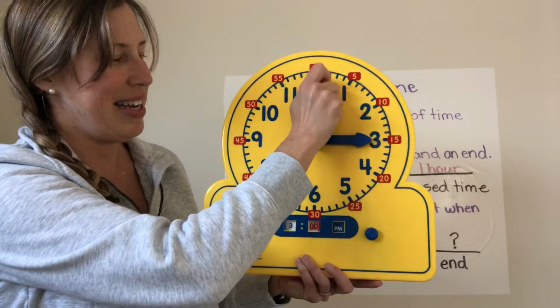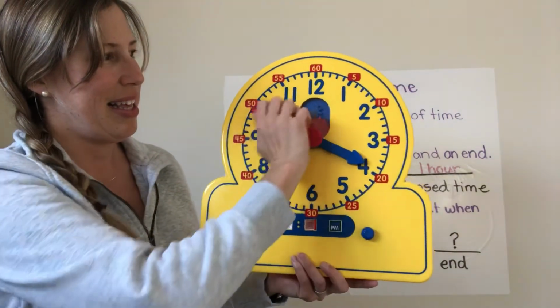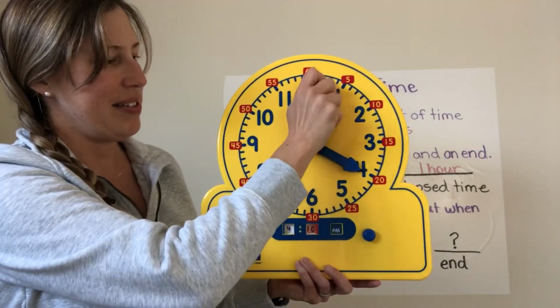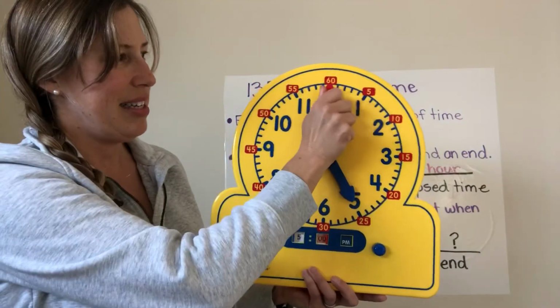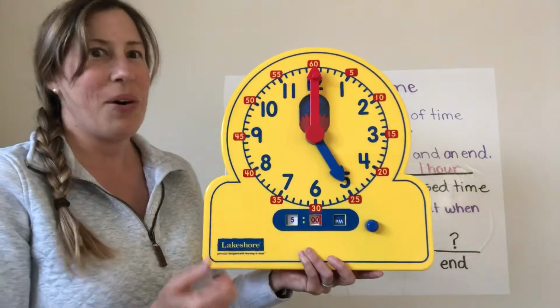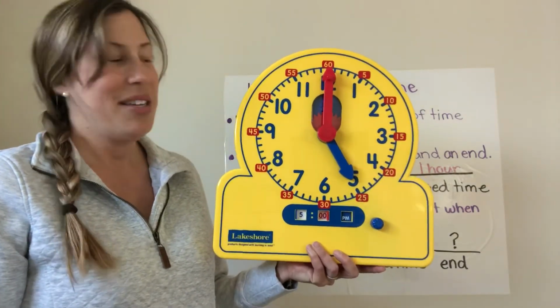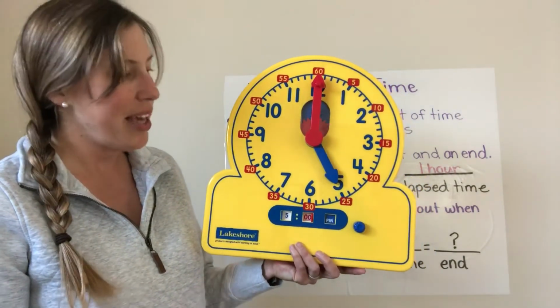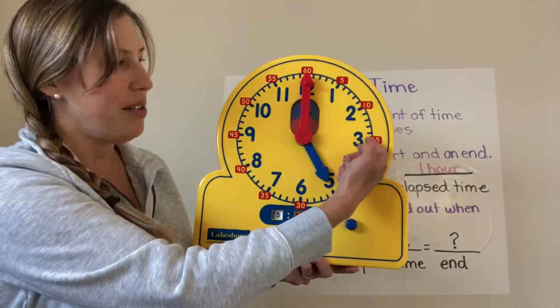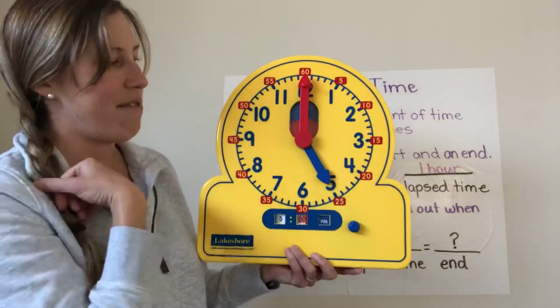1, 2, 3. The party was 3 hours long and it ended at 5. So the elapsed time was 3 hours and it started at 2 and ended at 5.